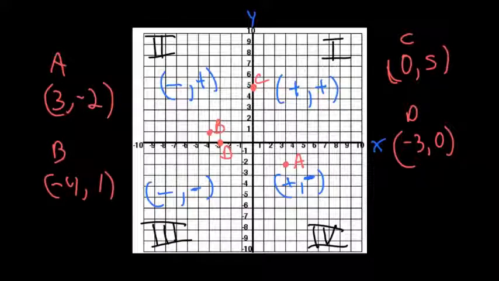You'll notice that C and D are on an axis. That means they're not in a quadrant. If you're on the x or y axis, you're not in a quadrant. You're just on the axis. And then one more, a special one, and that's if we're at 0, 0. That's considered the origin. You're going to hear that. Everything's based on the origin. Let's call that E. So the origin is E.